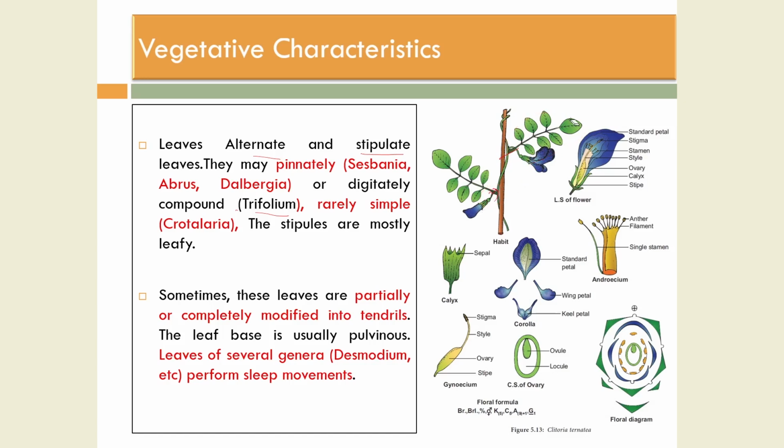So these leaves generally have alternate pinnately compound leaves, and sometimes these leaflets also modify into tendrils that help in the climbing of the plant. And the leaf base has a pulvinus at the base, that means the leaf base is swollen. And the leaves perform sleep movement, like in the case of Desmodium. So you can see the pinnately compound leaf from this view.